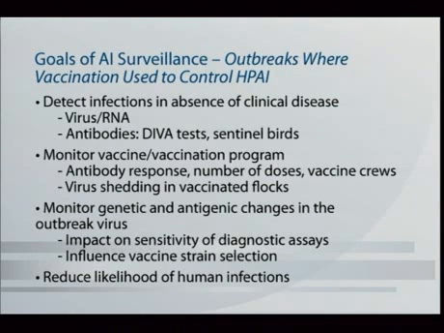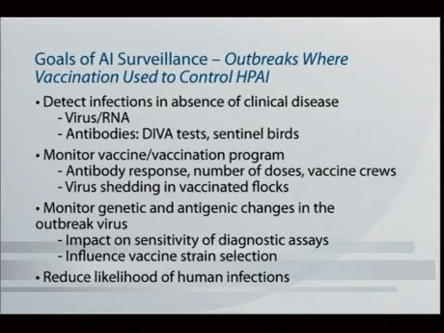Also, some of the goals of surveillance in vaccinated populations is we need to monitor the effectiveness of that vaccination program. How well are the birds responding to the vaccine? Do we have the correct virus in the vaccine? How many doses do we need to provide adequate protection in these birds? How good a job are the vaccine crews doing? Are they getting 100% of the birds, or are they missing a certain number of birds in each flock? And of course, it's also important to monitor the shedding of these viruses after challenge to make sure that these vaccines are providing adequate protection.